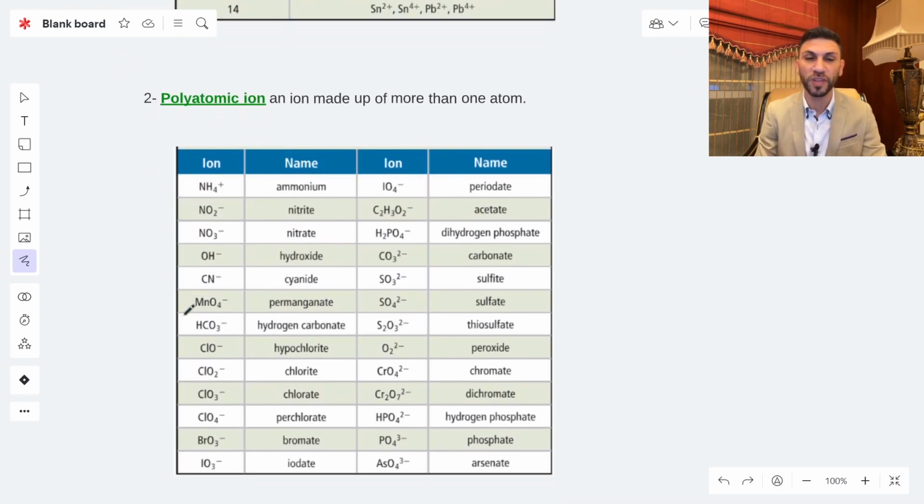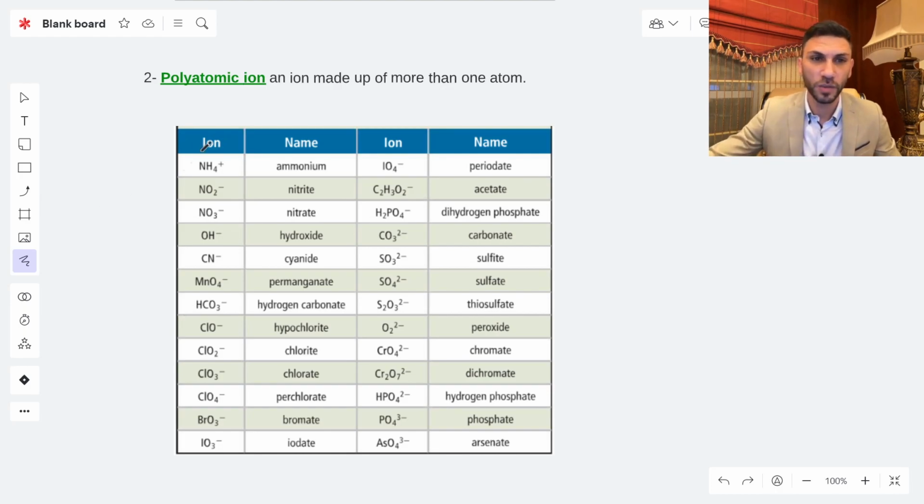The second type of ions we call the polyatomic ion. Poly means many. And these ions are made up of more than one atom. If you check this table, look at the charges. All of them are negative, except for NH4. NH4 is the only polyatomic ion which is positive, and we call it the ammonium.